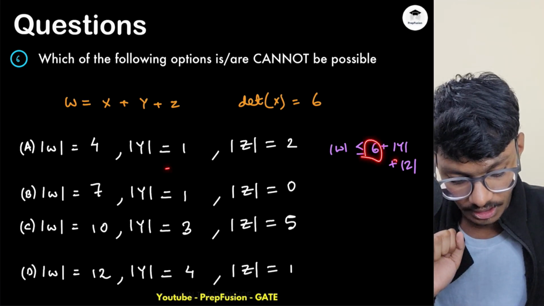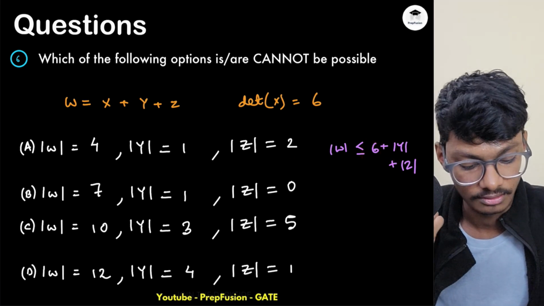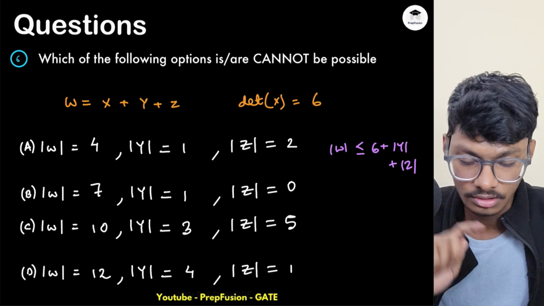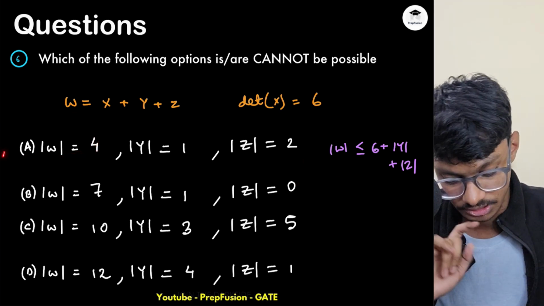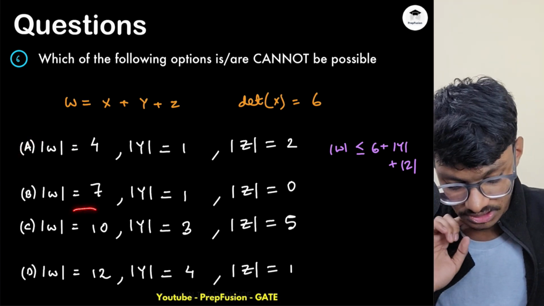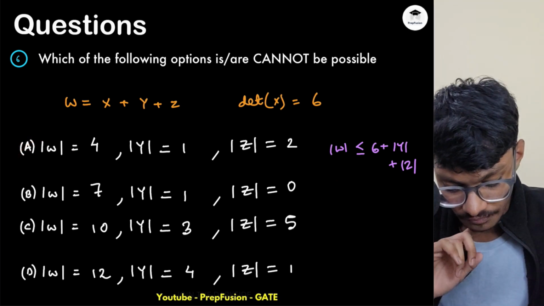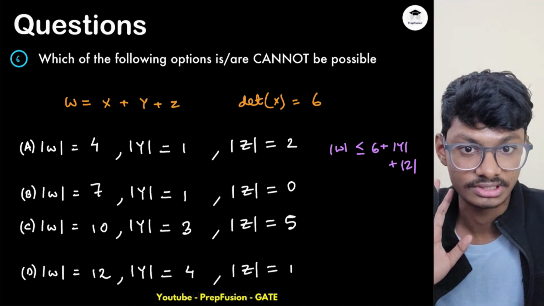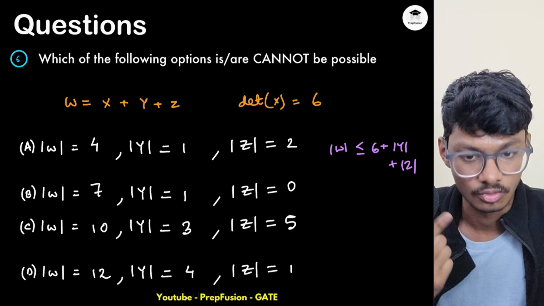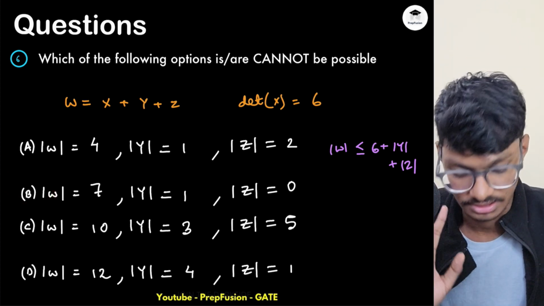So 6 plus 1 plus 2. So again, this is 9. 9 is greater than 4. So this is fine. So this is satisfying this inequality. So this is not our answer. Again, 7. 7 is less than or equal to 6 plus 1, 7. Okay, 7 is less than or equal to 7. Is this inequality true? Yes, this is true. So again, this will not be our answer.